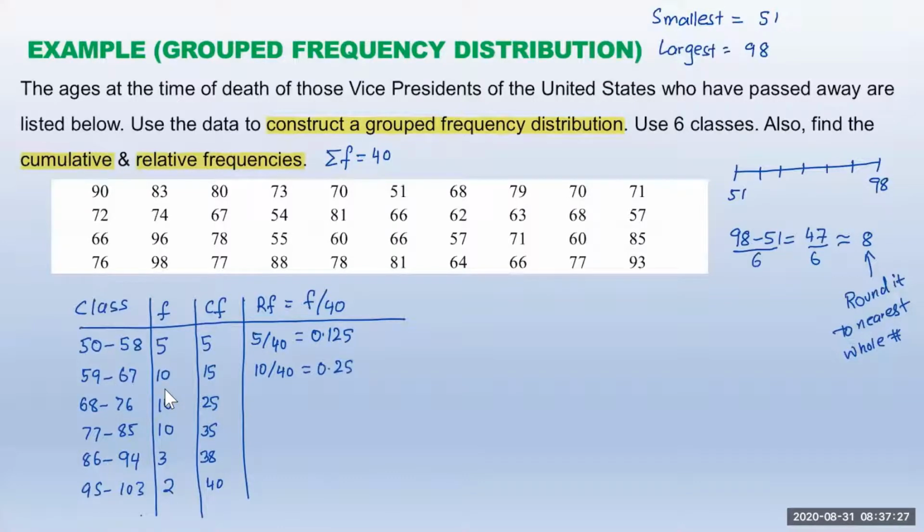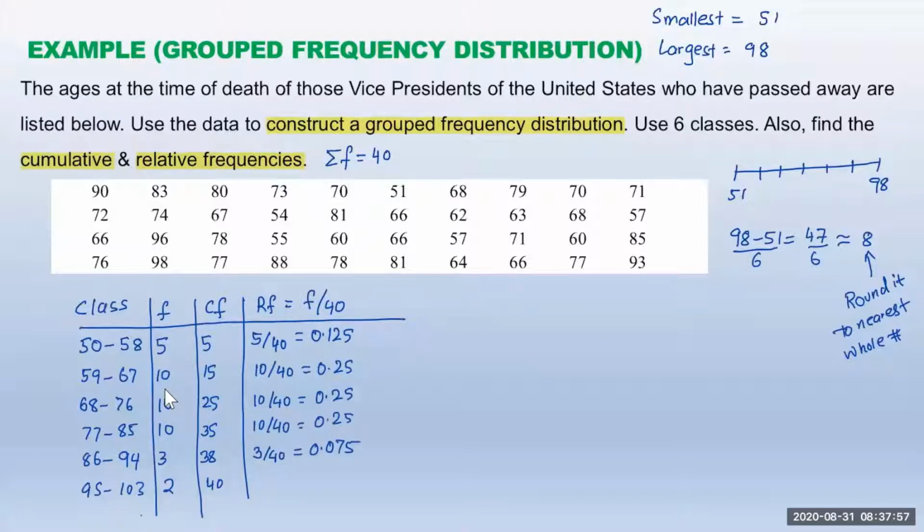Next one is also 10 divided by 40, which is 1/4 or 0.25. Next is also 40, so 10 divided by 40 is 0.25 again. Then next one is 3 divided by 40. If you perform that calculation in your calculator, you should get 0.075.